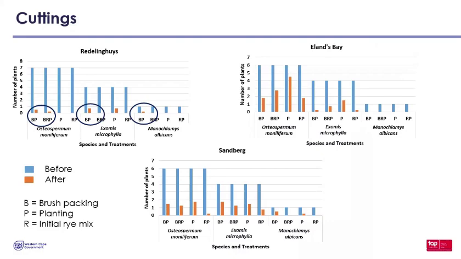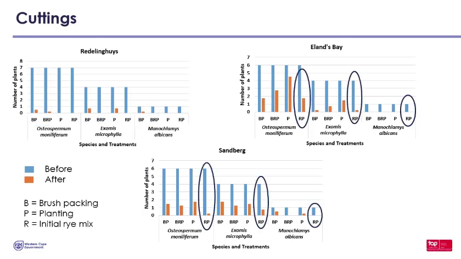Interestingly, the survival of the cuttings was the least in the initial rye mix and planting treatments at both Sandberg and Elands Bay, especially compared to the planting-only treatment. A possible explanation for this is that the plot was cleared of any existing plants during soil preparation, leaving the soil barren with no natural cover or branches to protect the plants from the harsh environmental conditions.